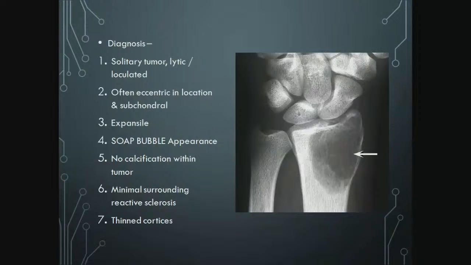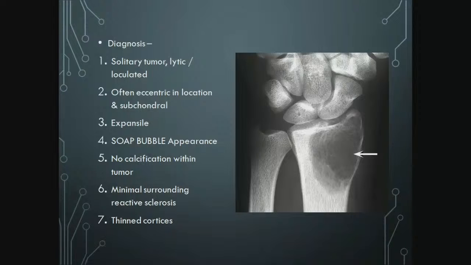As you can see, this is an X-ray of a distal end radius, which shows a lytic lesion present in the distal radius. So it is a solitary tumor. It may be lytic or loculated on X-ray. It is often subchondral in location. It is an expansile lesion.